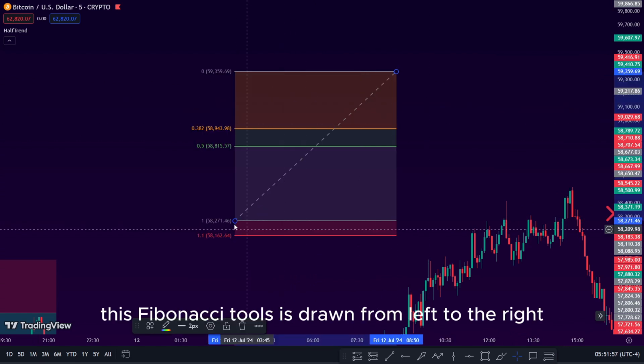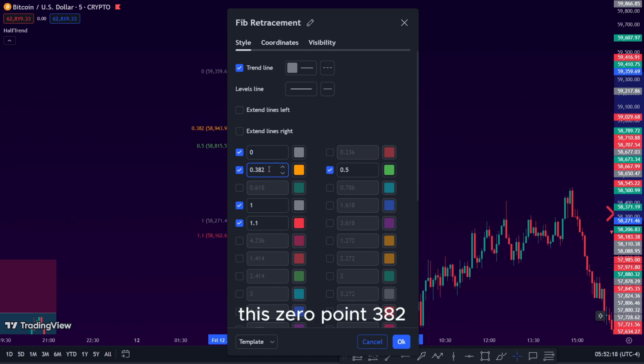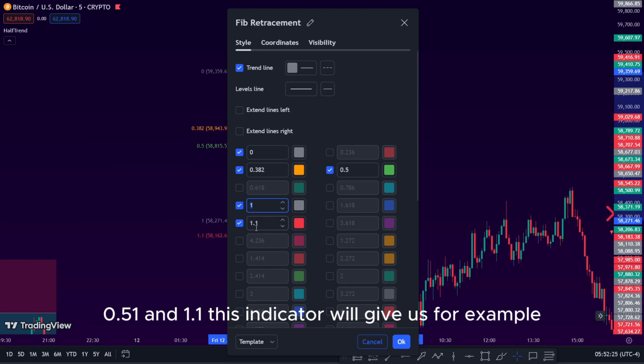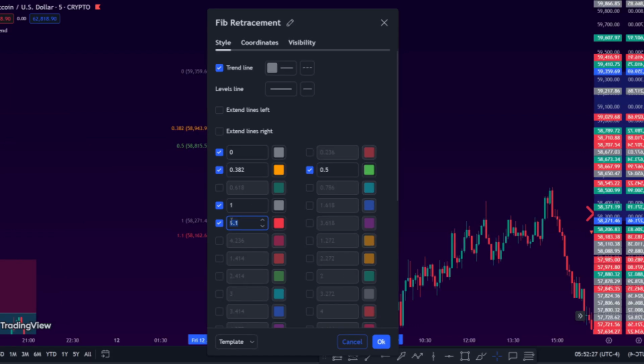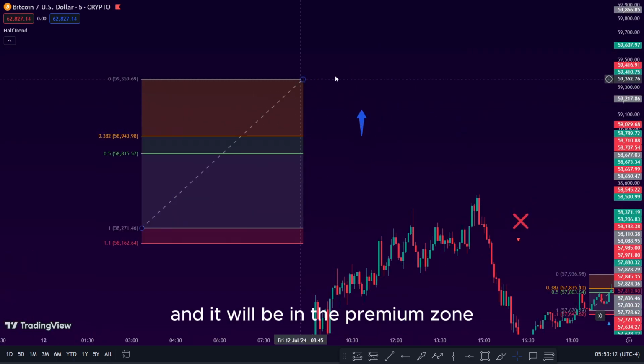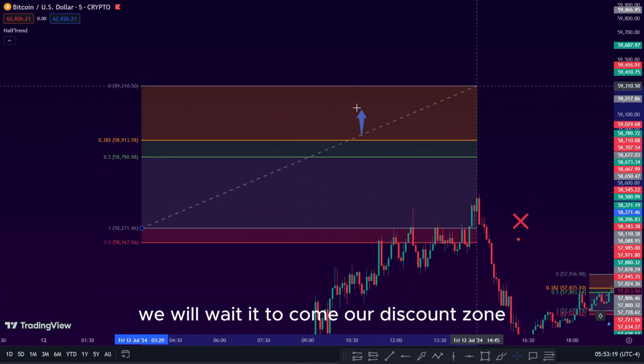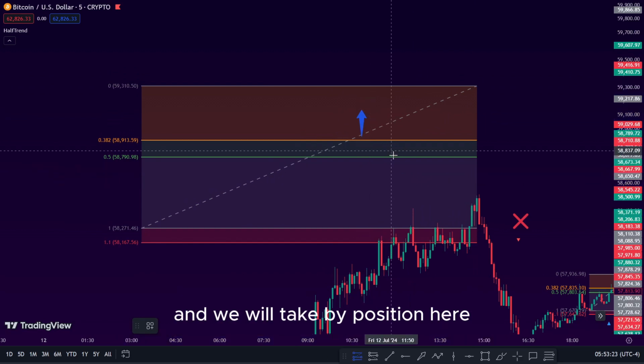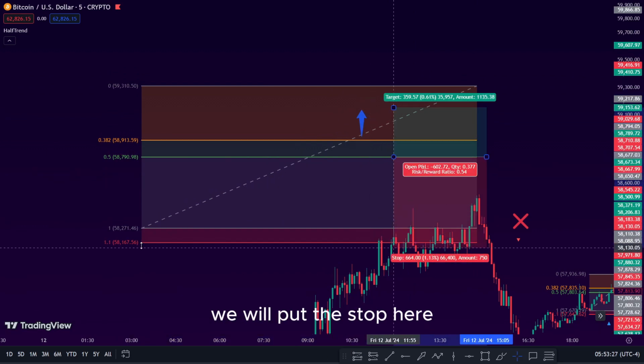This Fibonacci tool is drawn from left to right, and we just need these levels: 0.382, 0.5, 1 and 1.1. For example, the indicator will give a buy signal here and it will be in the premium zone. We will wait for it to come to our discount zone and we will take a buy position here. We will put the stop here.